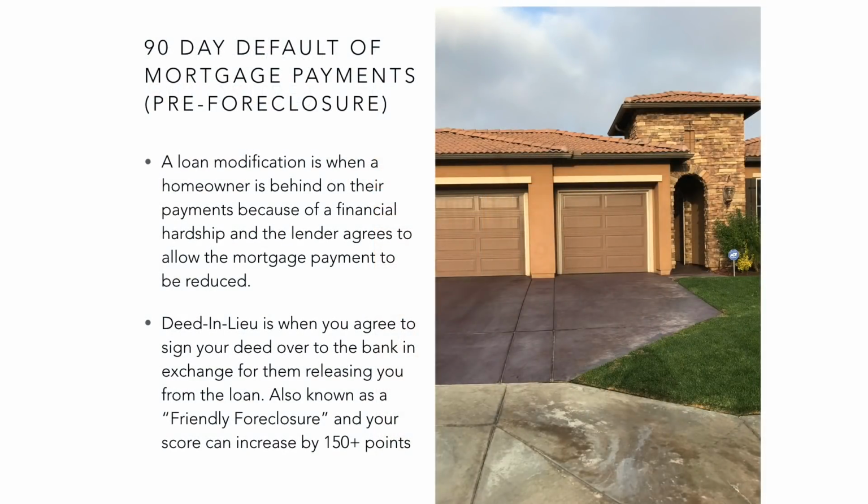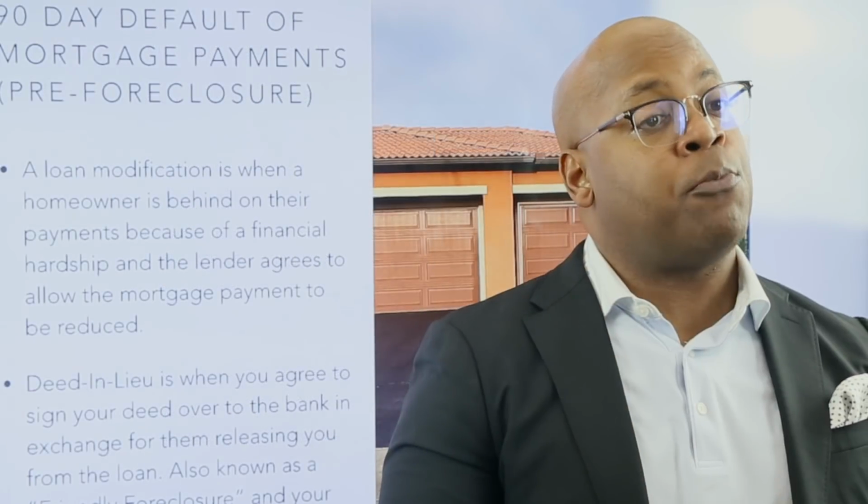All right, so now let's get into the pre-foreclosure. So you're 90 days behind on your mortgage as a homeowner. That's why we call it a pre-foreclosure, which is the 90 days default on your mortgage. So you, for whatever reason, financial hardship, health, whatever the case is, you have not been able to make the payments on your mortgage to the bank. So now you're in a stage of pre-foreclosure.